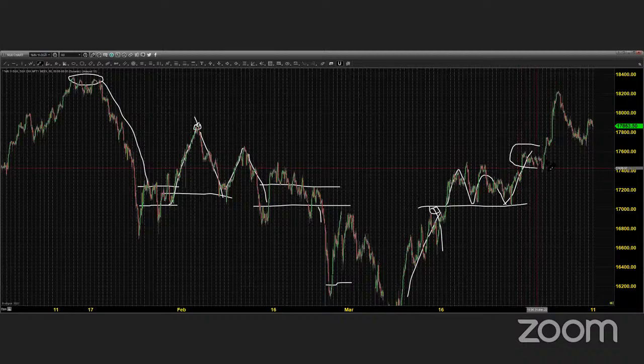So let us stop here. What happened by the end of March? This was the area where we want to stop.